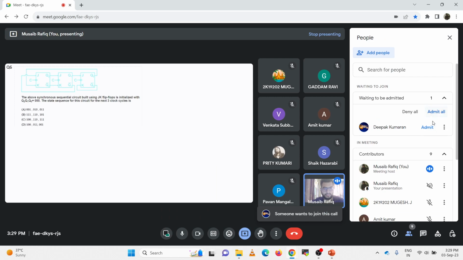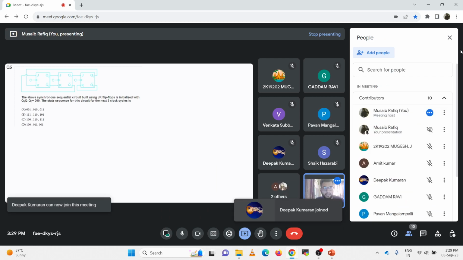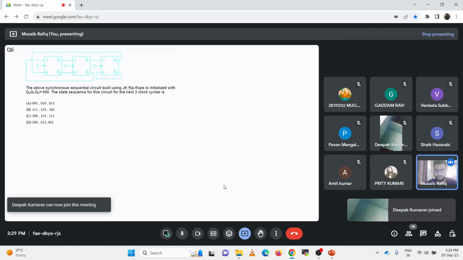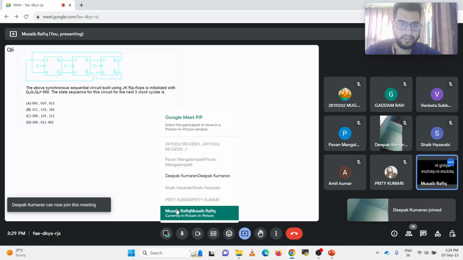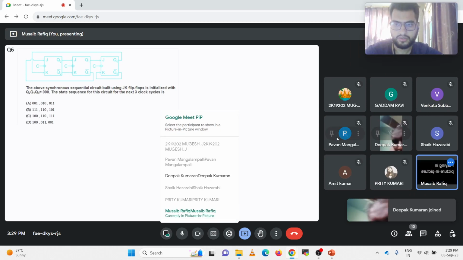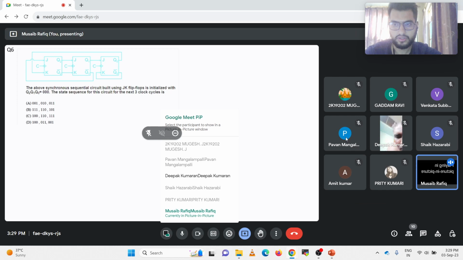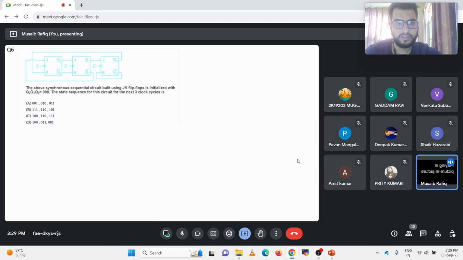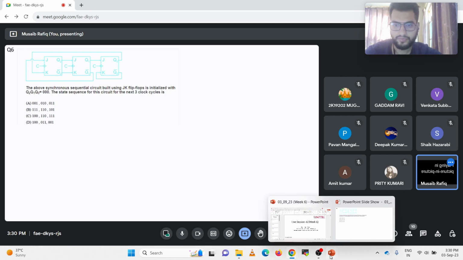So we are given these 3 clock synchronous circuits. So I would request all of the students to kindly turn off their videos. Yeah. So this is built using JK flip-flops, and you need to figure out what will be the state sequence for the next 3 clock cycles.